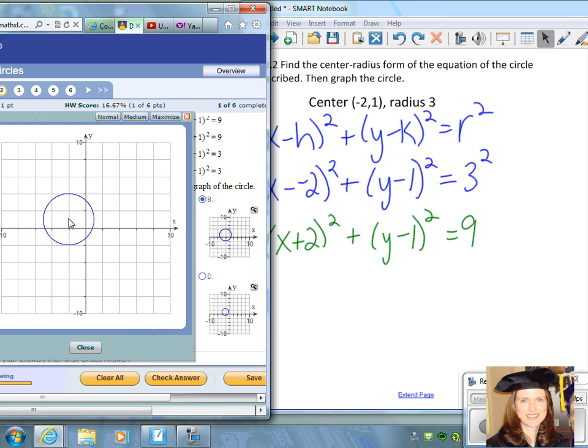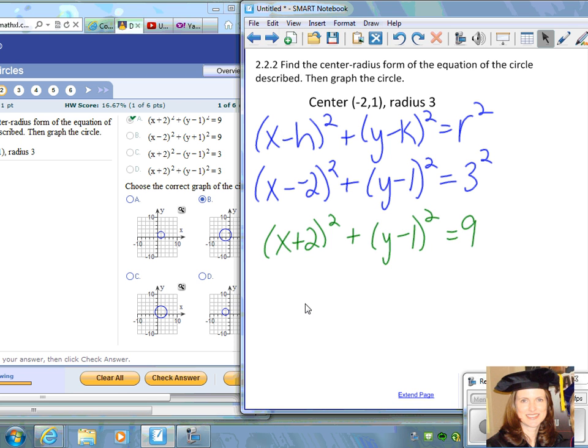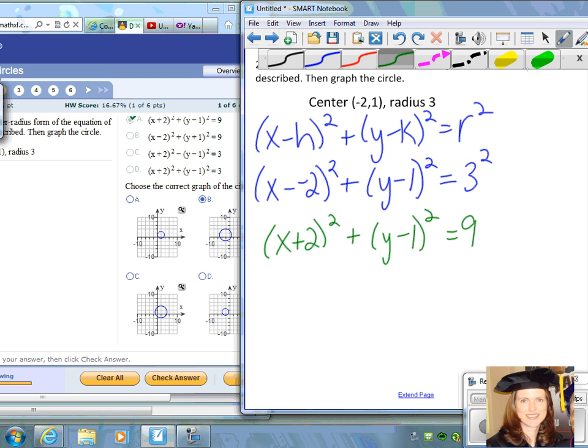Let's see if the radius is 3. Go over 1, 2, 3, down 1, 2, 3 from all directions. So it appears that choice B is the correct answer. Now if you're making this sketch by hand, what you would do is sketch on the graph paper.